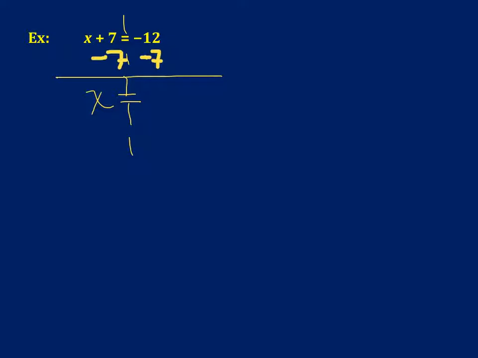Negative 12 minus 7. You can either enter that into a calculator, or sometimes it's easier to write it horizontally. So this says negative 12 minus 7. This also says negative 12 minus 7. I would change it to plus negative, and I would get x equals negative 19 for my solution.